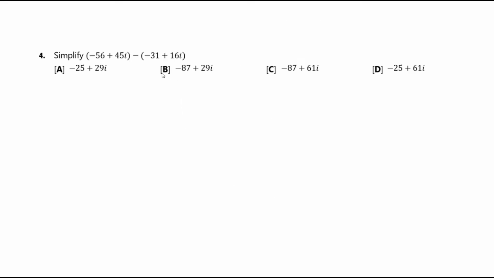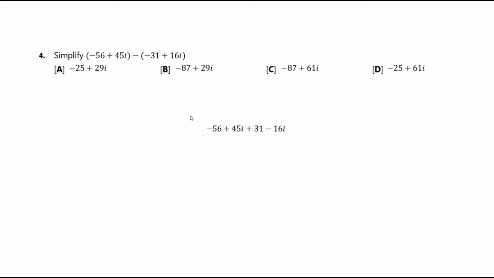For number 4, we're going to subtract these complex numbers. Since you're subtracting them, what you want to do is change the subtraction sign in the middle to a plus sign, and then flip the signs on the right side as follows. So the minus sign becomes plus in the middle, and then you flip the signs on the right side. It used to be a negative 31, now it's going to be a positive 31. This used to be a positive 16, now it's going to be a negative 16.